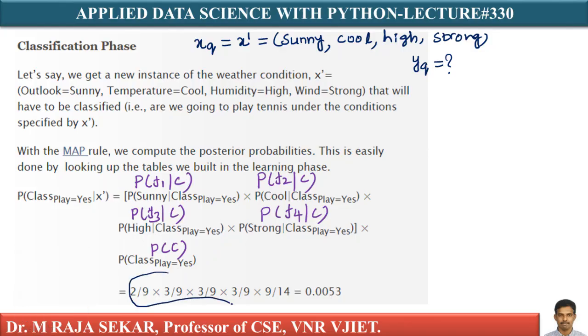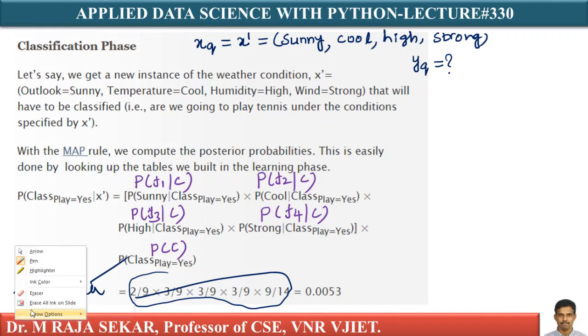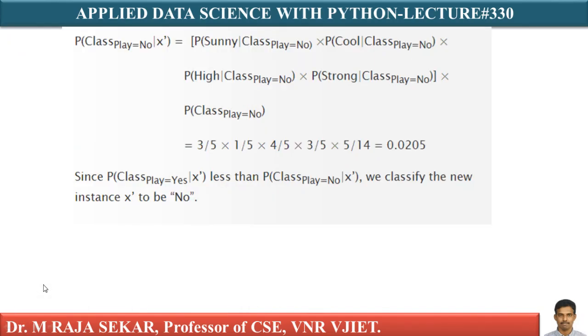I already calculated these probabilities by using the training data. Once I calculate these probabilities, next I can proceed for the same with P of class play equal to no. This is my x dash, my query point. I have shown that query point in my previous slide. My query point is sunny, cool, high, strong. That's my given query point.